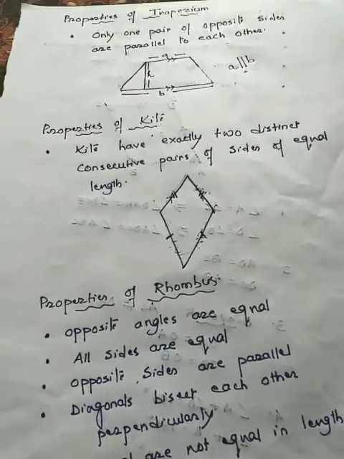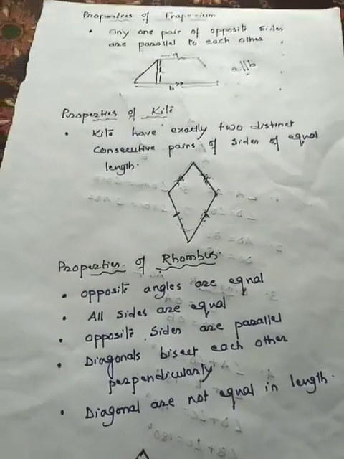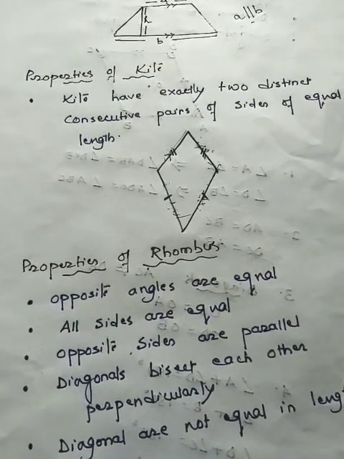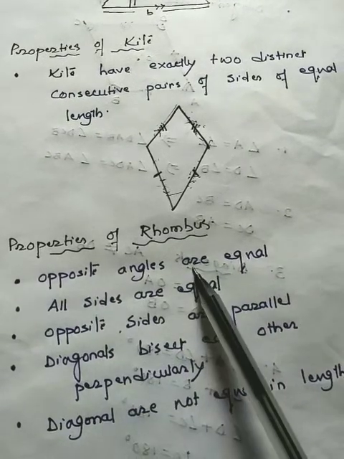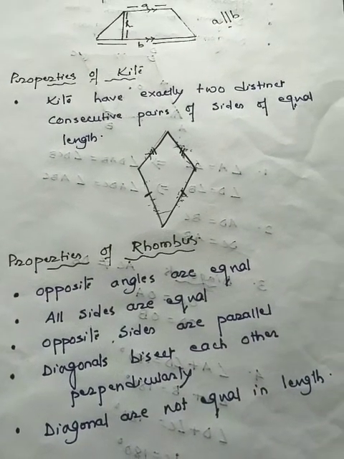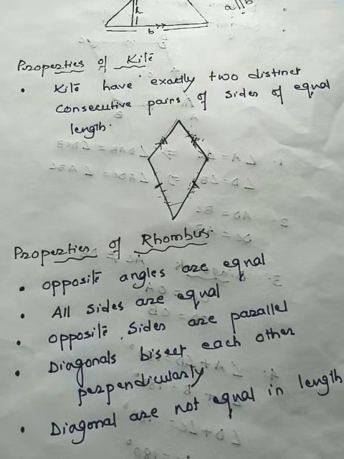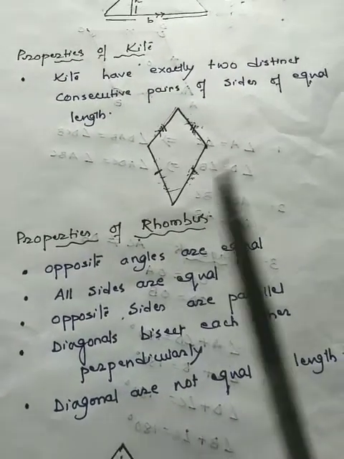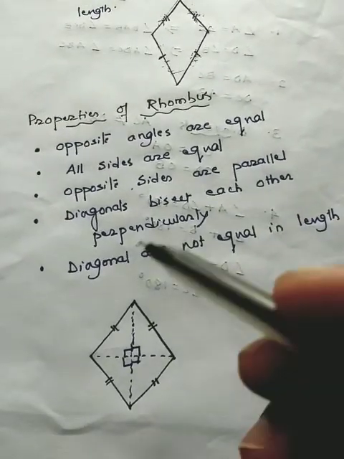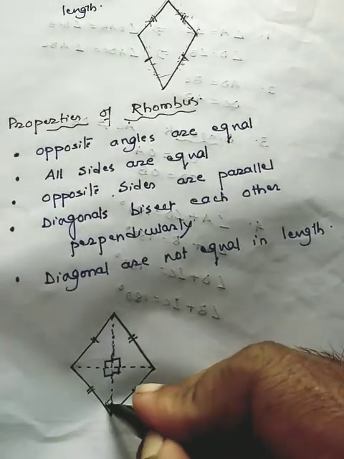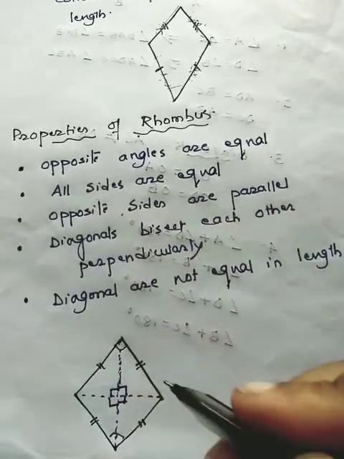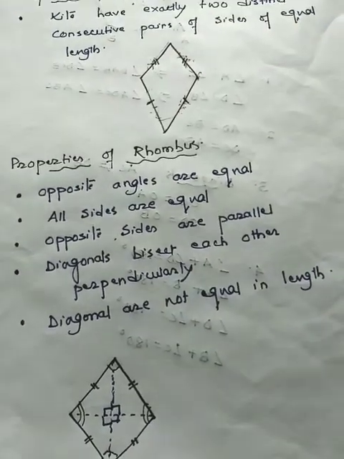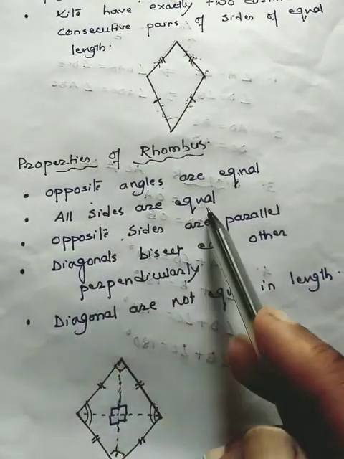Rhombus, yes, this is also one of the most important figures for your upcoming classes. A rhombus has many properties similar to a square. Okay, so the opposite angles are equal. Even in a square, as all the angles are 90 degrees, we can say that the opposite angles are equal. So in a rhombus the opposite sides are equal, and opposite angles are equal. That means this angle and this angle are equal, and this angle and this angle are equal. So opposite angles are equal, all sides are equal.